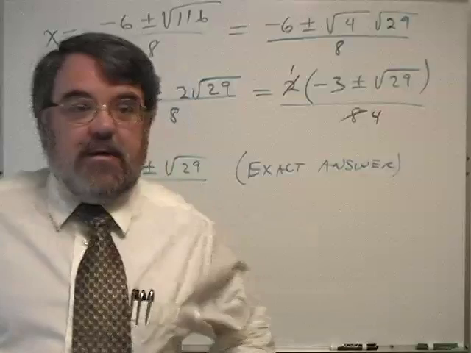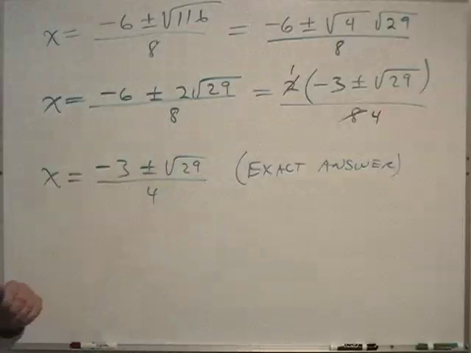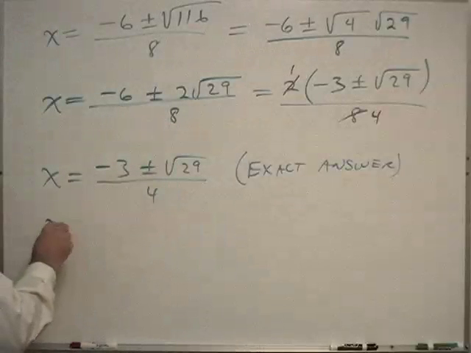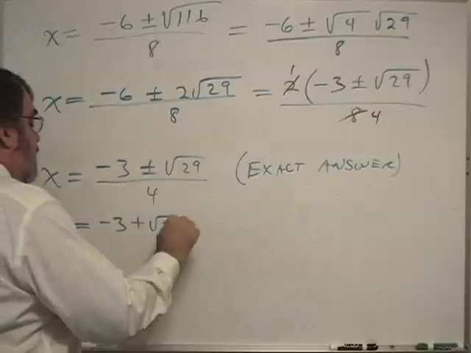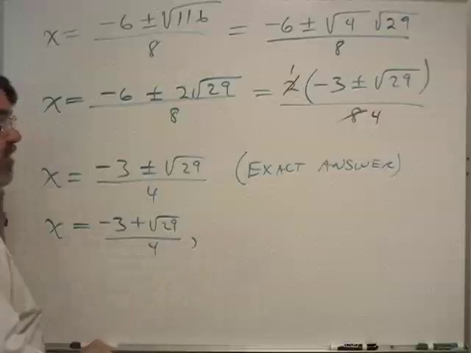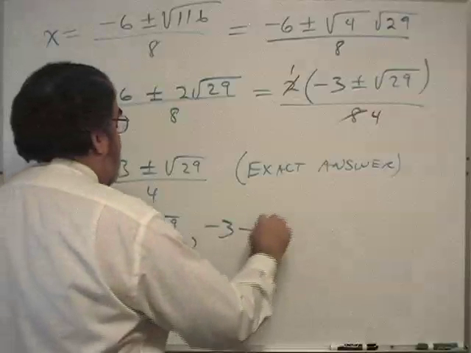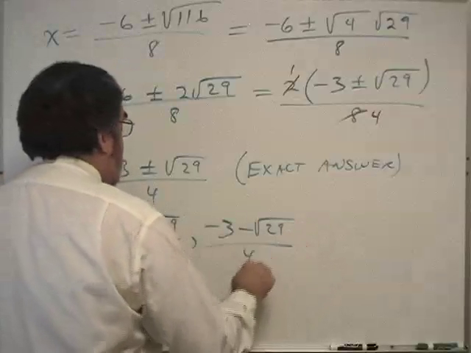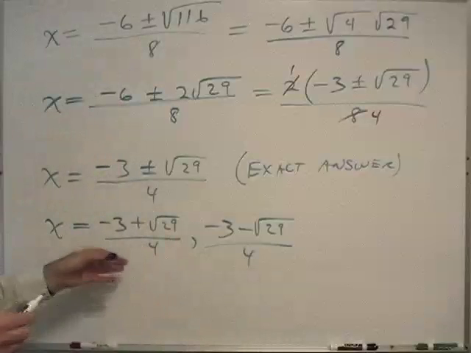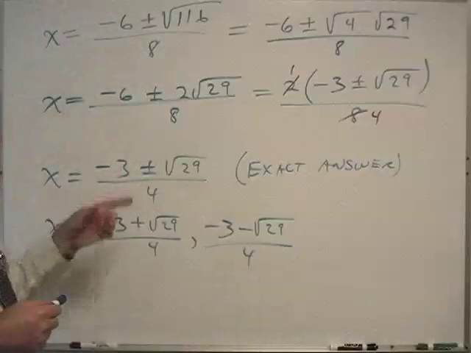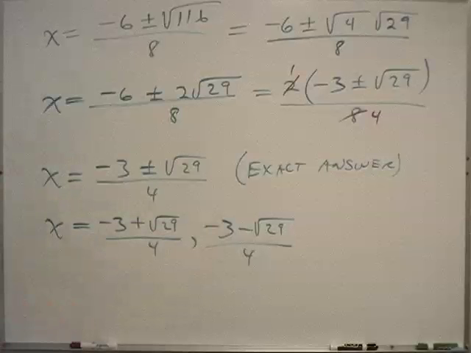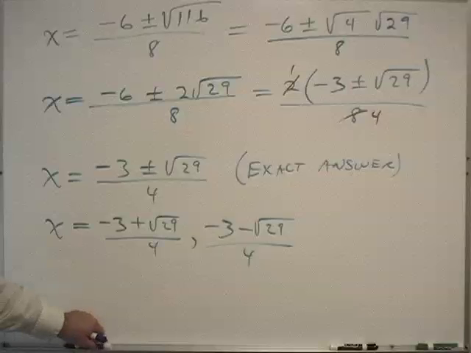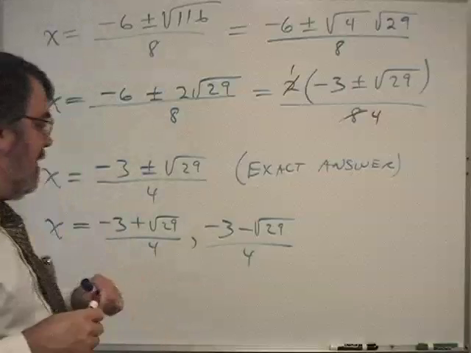And in order to calculate this, I first need to separate the answers. So x is -3 plus the square root of 29 over 4. It's also -3 minus the square root of 29 over 4. I like to show this to emphasize that there are 2 separate answers. All right, well, time to drag out your calculator to see if you can get this.